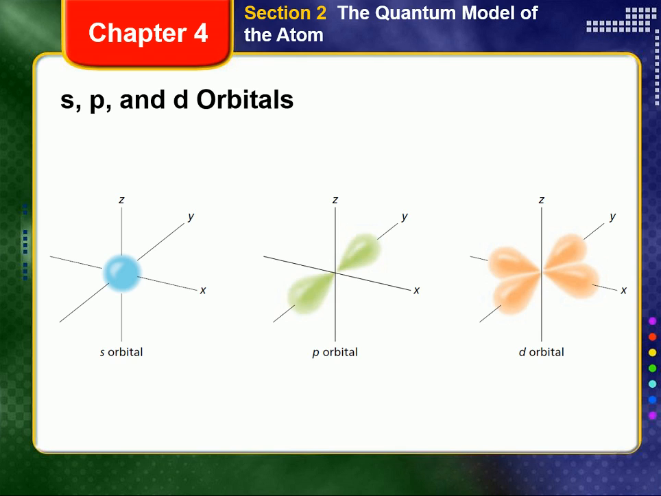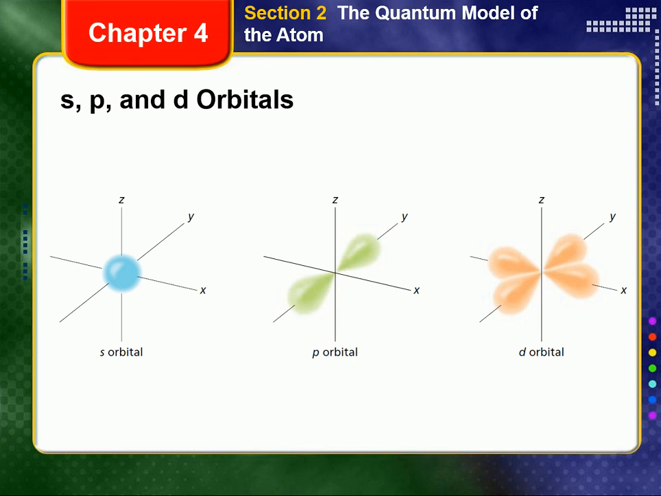In the first energy level, n is equal to 1, there is only one sublevel possible, the s orbital. As mentioned, the second energy level, n is equal to 2, has 2 sublevels, the s and p orbitals. The third energy level, n is equal to 3, has 3 sublevels, the s, p, and d orbitals. The fourth energy level, n is equal to 4, has 4 sublevels, the s, p, d, and f orbitals. In an nth main energy level, there are n sublevels.